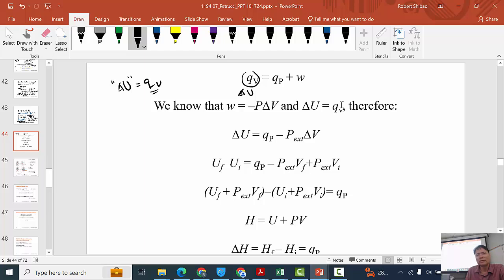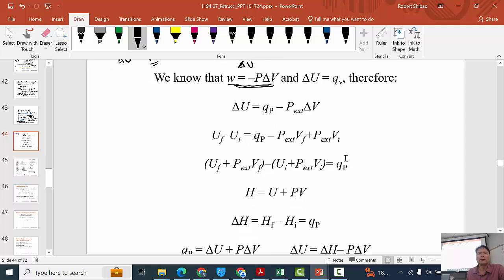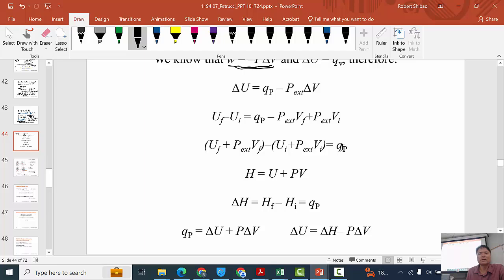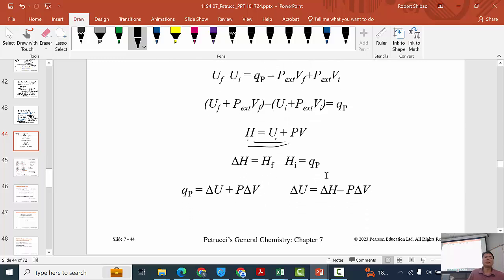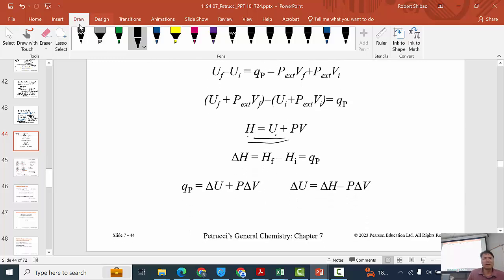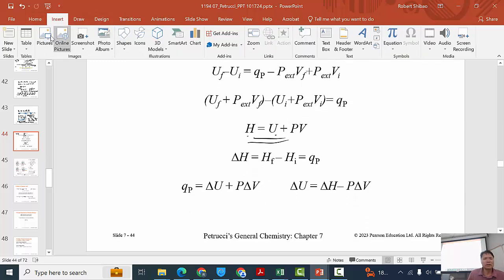Anyway, delta U is equal to Q plus W. And then we restrict the work. We only have one type of work, and that's pressure volume work here. And therefore, we end up with this. Their derivation is a little bit different than mine here. And they get the absolute enthalpy, absolute U, absolute PV. And so I don't really pay much attention to this derivation here.